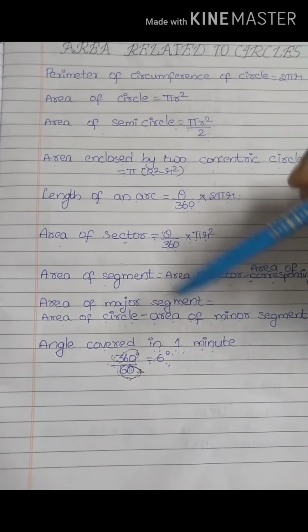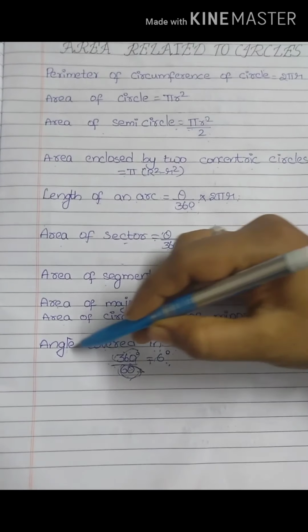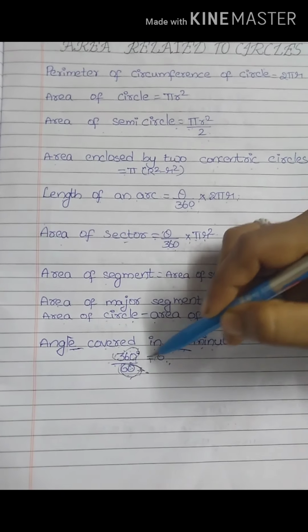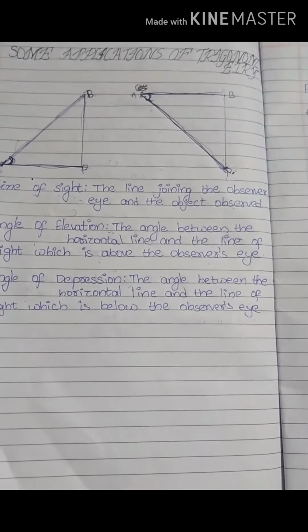Angle covered in 1 minute. Here the angle is equal to 360 degrees, and 1 minute is equal to 60 seconds. 360 by 60 is equal to 6 degrees. Angle covered in 1 minute is equal to 6 degrees.